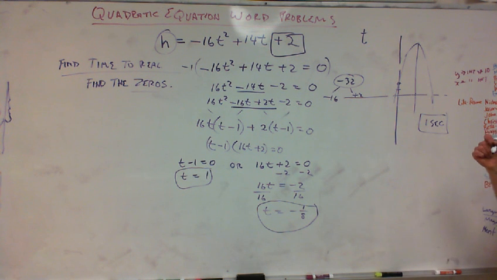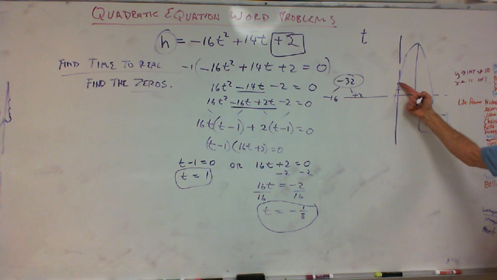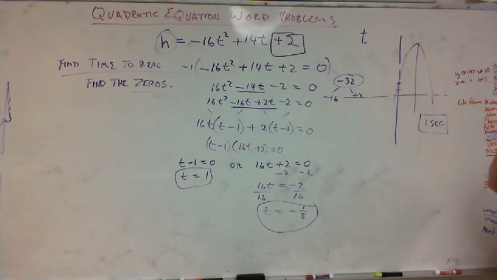Negative time doesn't make sense. Yeah, you can't have a negative time. Time starts at 0, but it started 2 feet up. It starts 2 feet up. So your 2 feet up is your y-intercept. That's always your y-intercept. Am I losing you?